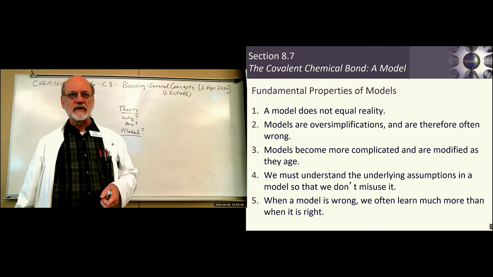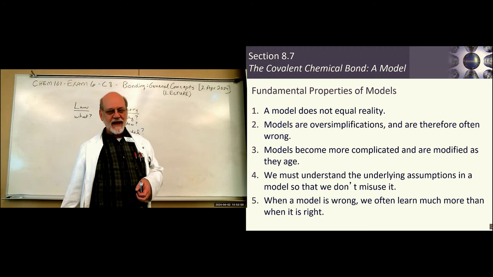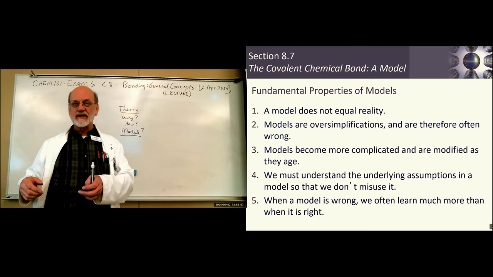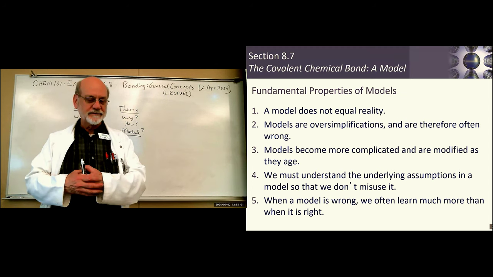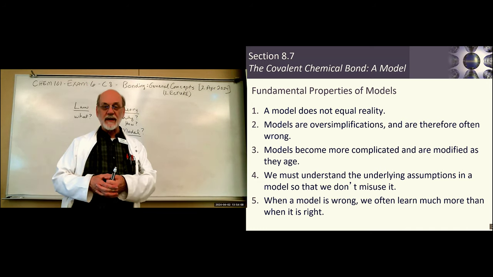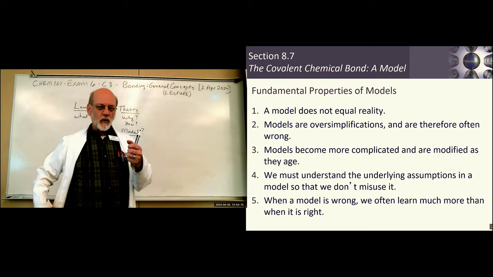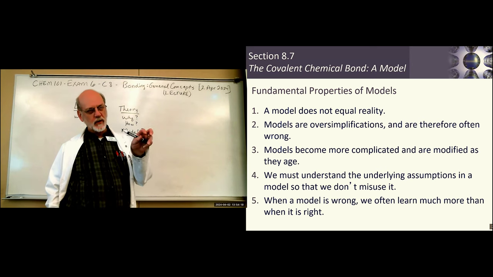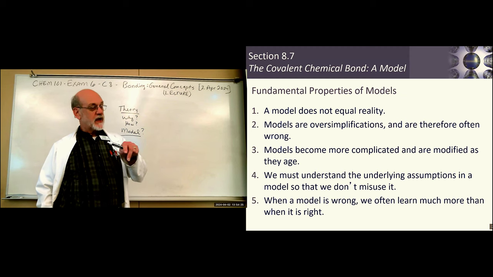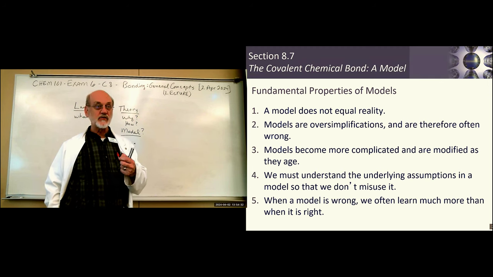But scientists, they're kind of like children. The scientists that create them, they won't let go of them. So they add factors, they try to tweak them to make them agree with reality. But as soon as they do, the climate changes, and it changes in a way that the model can't predict. And so there you have it. Models tend to become more complicated with time, and they're modified with age. So in order to make a model useful, we have to understand what the underlying assumptions are that go into creating the model. And we have to keep those assumptions in mind always so that we don't abuse the model. We don't misuse it, try to make it do something that it can't.